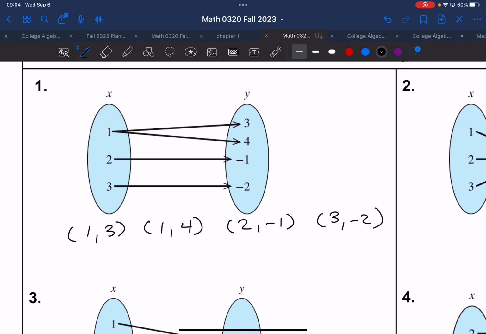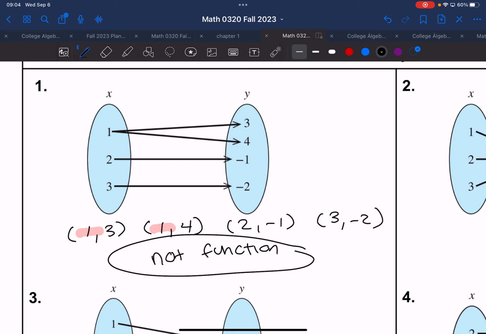So once we have all of our ordered pairs listed, we're going to check and see if any of our x values repeat. Do they repeat in this problem? Yes, we have 2 1 values here. Since they repeat, is this example a function or not a function? Not a function. That's our answer here. That's what we're checking: if these maps are functions or not.